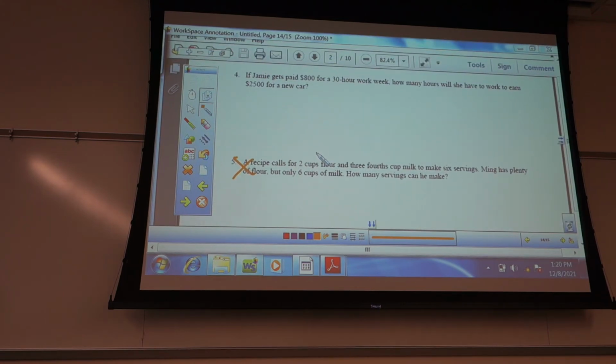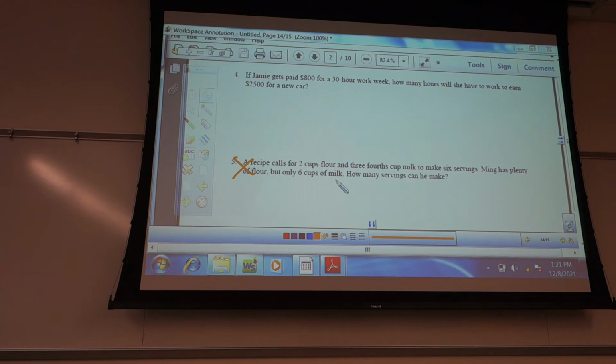So Jamie gets paid $800 for a 30-hour work week. How many hours will she have to work to earn an extra $2,500 for the car? Does this say inverse or direct on it anywhere? Someone see that? No. Does anybody see exponential or linear? No? So if I don't give you any of those, then this is a regular, ordinary proportion problem.